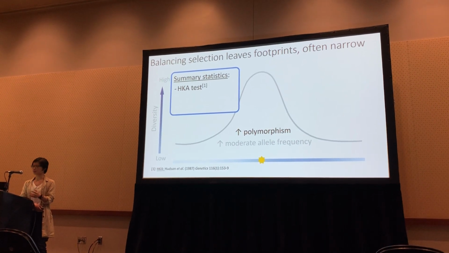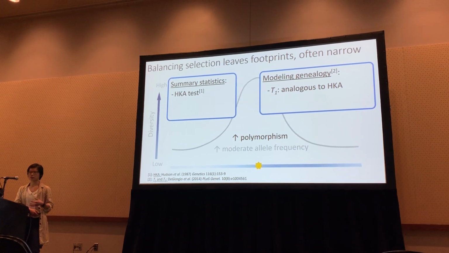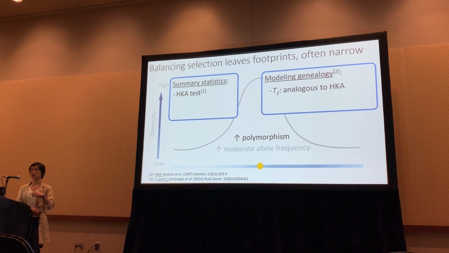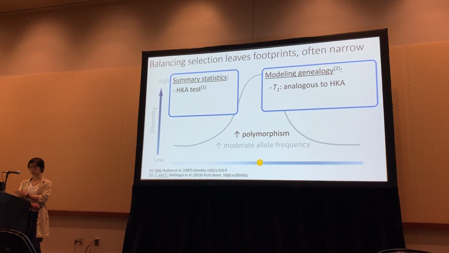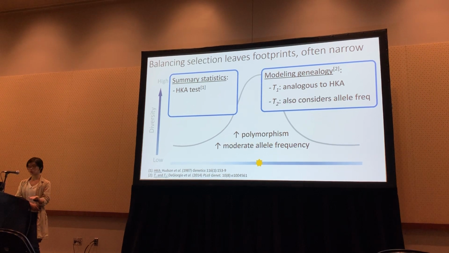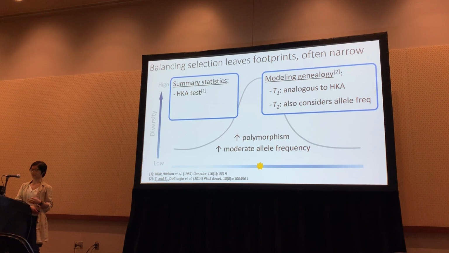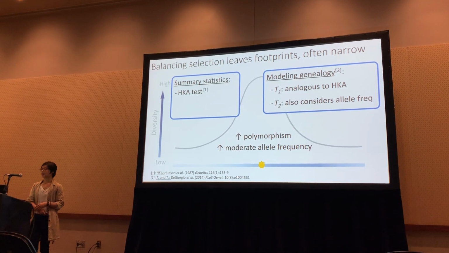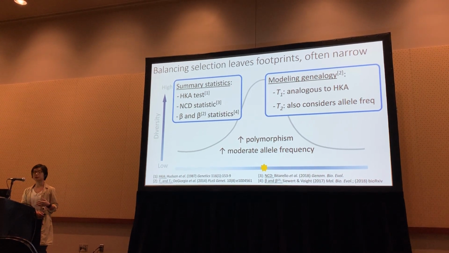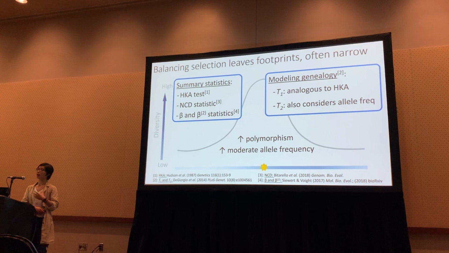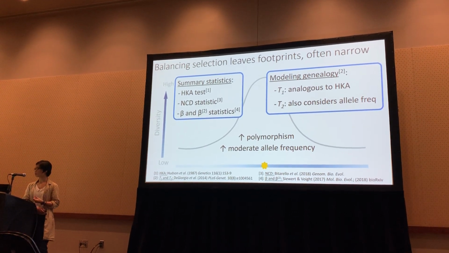We also call fixed differences. And later, there are model-based approaches, among which the T1 statistic is analogous to HKA, which also examines the ratio of polymorphism to substitutions. And in addition to that, T2 also considers allele frequency, not to be confused with the T statistic introduced earlier. More recently, there are novel summary statistics being developed specifically for balancing selection. And in one way or another, they both aim to detect the enrichment in allele frequency.